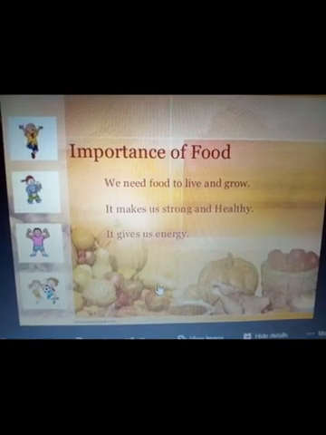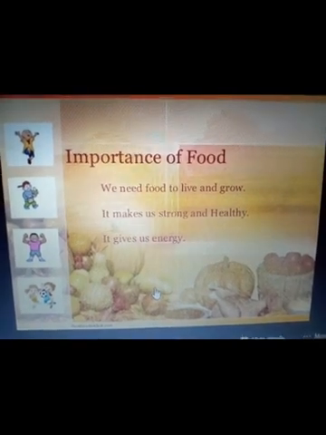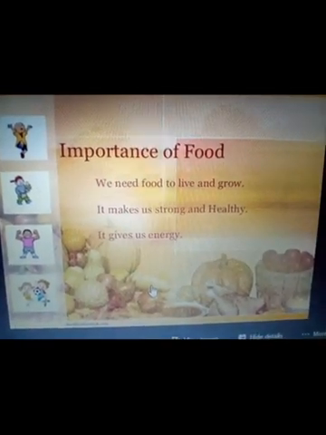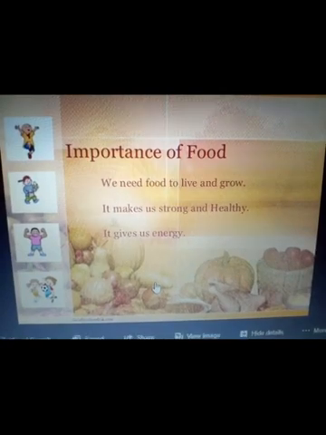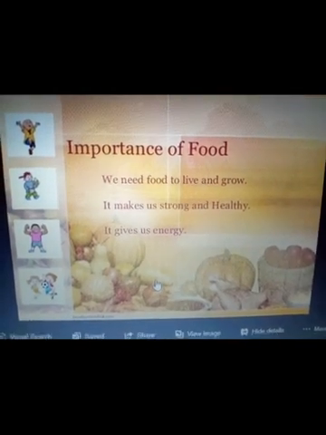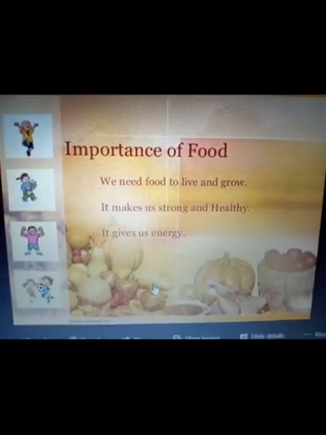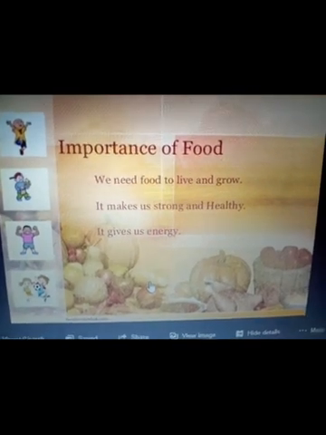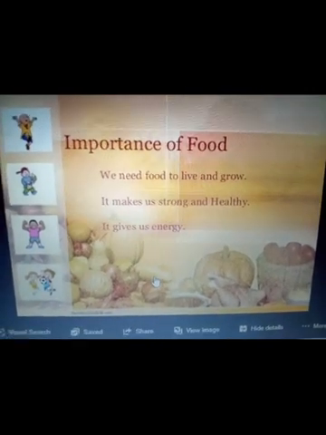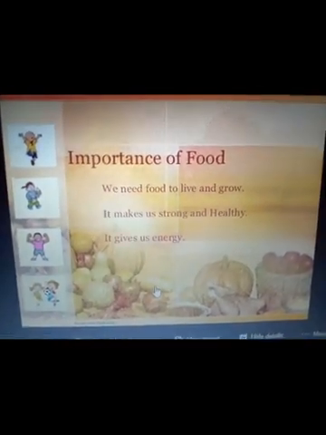So I am showing you some slides so that you will know the chapter deeply and that will make you understand it clearly. Importance of food. We need food to live and grow. It makes us strong and healthy. It gives us energy. When we feel low, what do we have? We eat food and it gives us energy.